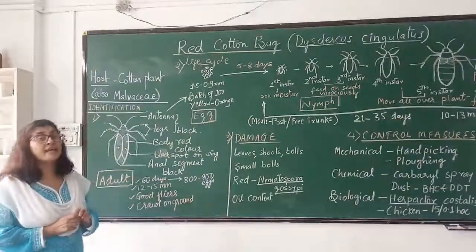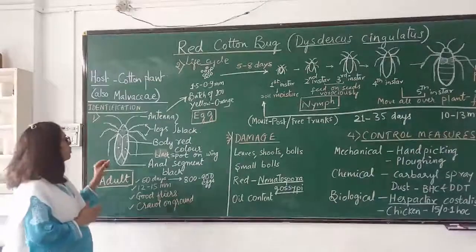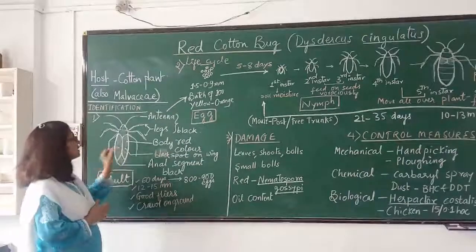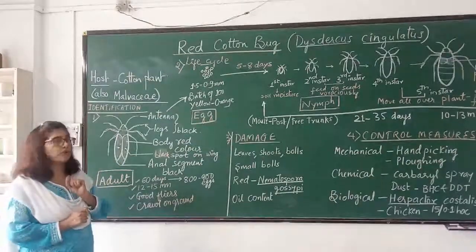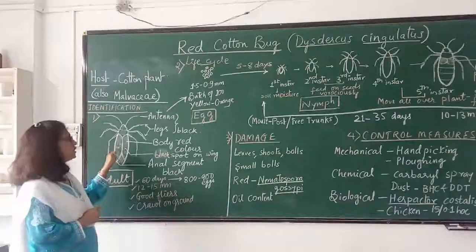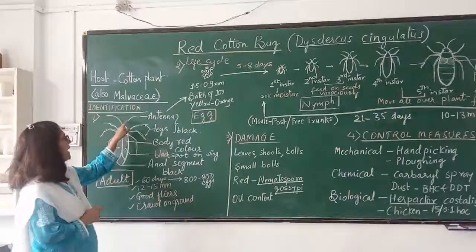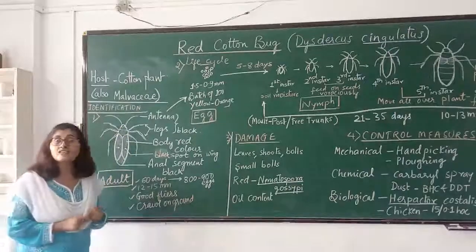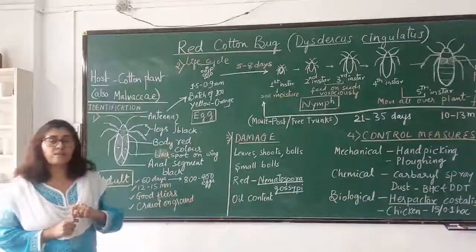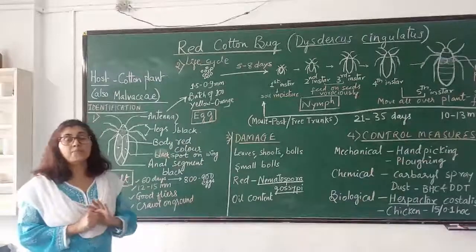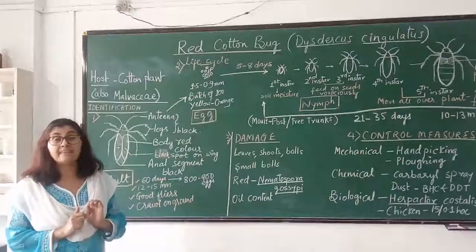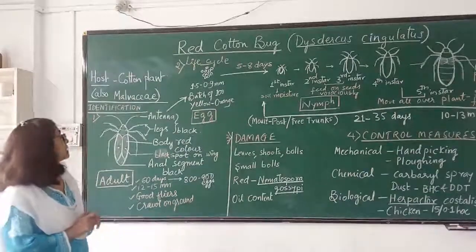Whole body is red in color. The 4 wings have black dots. The center of the 4 wings has a black dot. The anal segment, legs, antenna, eyes and scutellum are black. Otherwise the rest of the body is blood red or bright red in color.